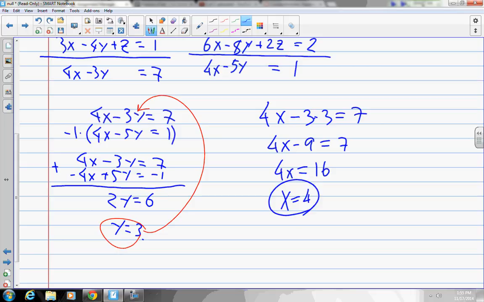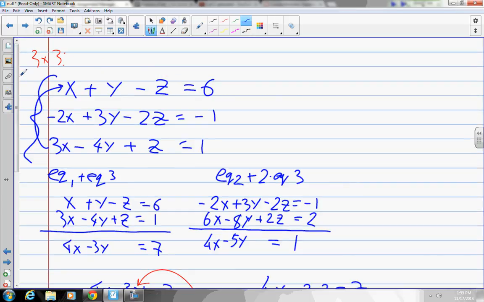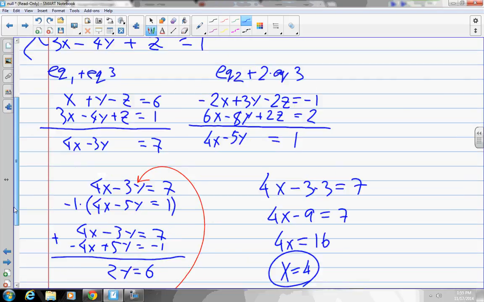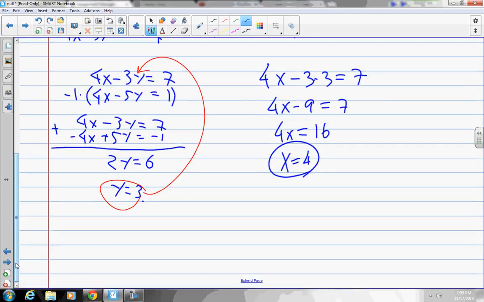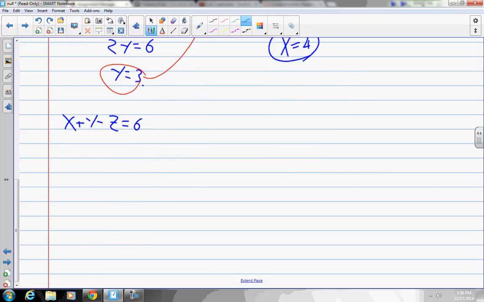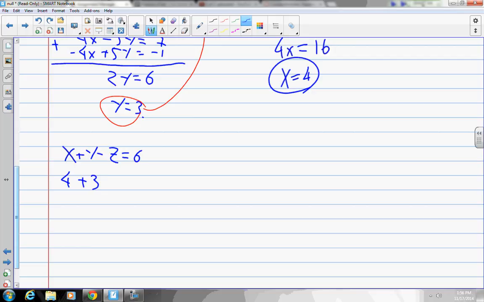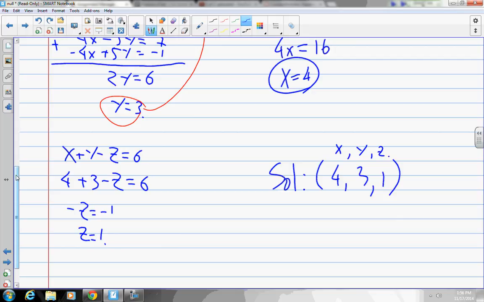So we found x and y. So I can go to the first equation, plug x and y in, and then find z. Does that make sense? So again, the job was to reduce 3 by 3 into 2 by 2, solve 2 by 2, and go back and find the remaining variable. So then what was the first equation? x plus y minus z equals 6. So substitute 4 for x, 3 for y. So that's 7, subtract negative z equals negative 1. So z equals 1. So the solution is 4, 3, 1. It's not an ordered pair, it's an ordered triplet. It's a point in 3 dimensions, x, y, and z. But it's the same concept. We order them like we order regular ordered pairs, alphabetically, x, y, z.